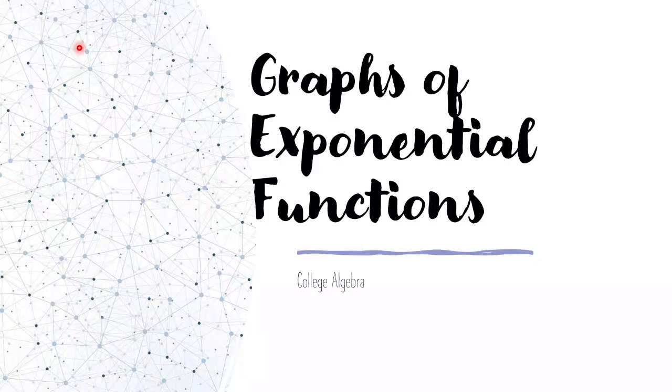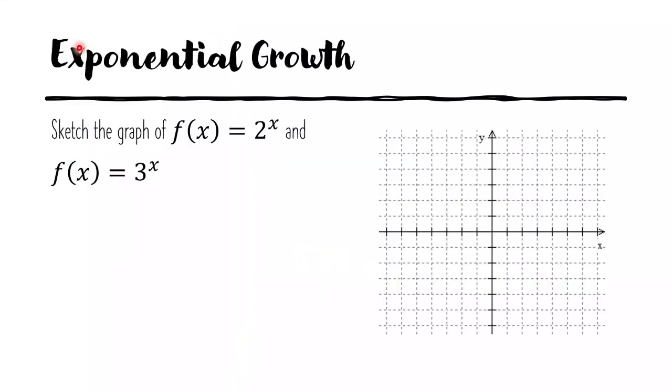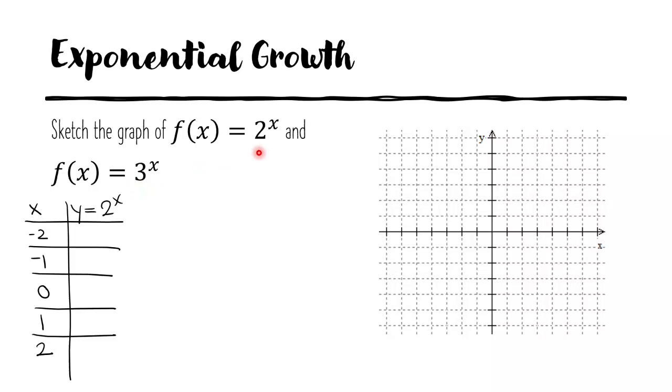Let's take a look at the graphs of exponential functions. We'll start by comparing the graph of f(x) = 2^x and f(x) = 3^x. These are both exponential growth functions because the bases are bigger than 1. To create our graph, let's just make a table of values.